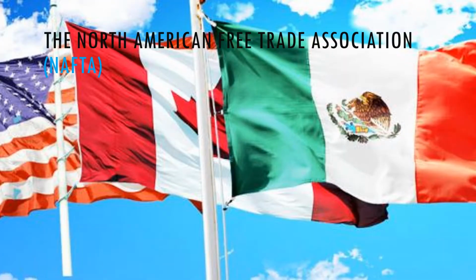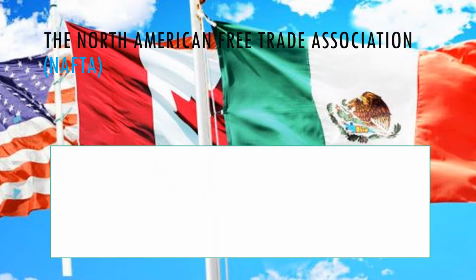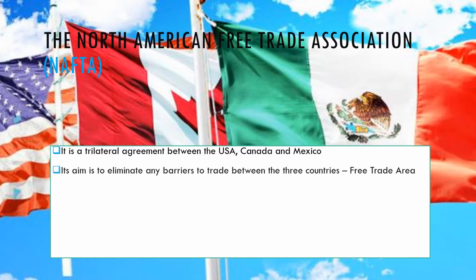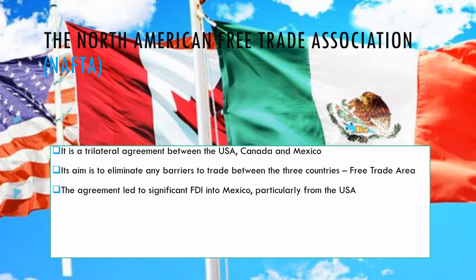And the final trading bloc that we're going to look at is the North American Free Trade Association called NAFTA. The three member countries here are the USA, Canada, and Mexico. The aim here is to eliminate any barriers to trade between the three countries. So this is again a free trade area. And what we've seen is that it's led to significant foreign direct investment into Mexico, particularly from the USA, to take advantage perhaps of lower labor costs and then export from Mexico back into the USA for the larger customer base.